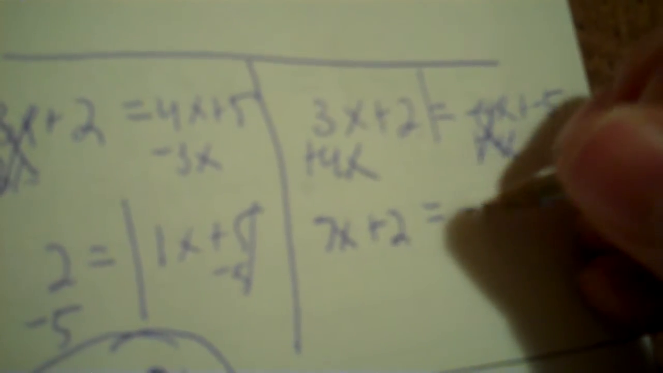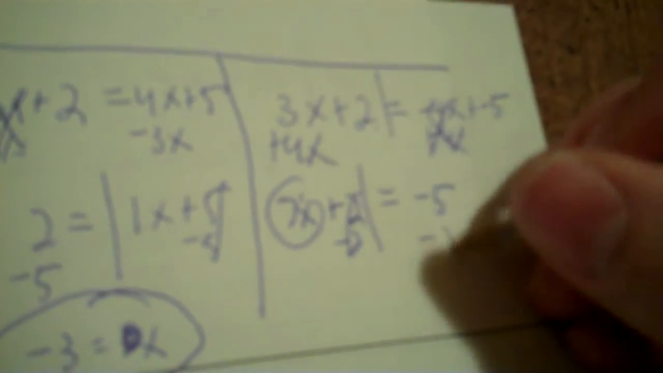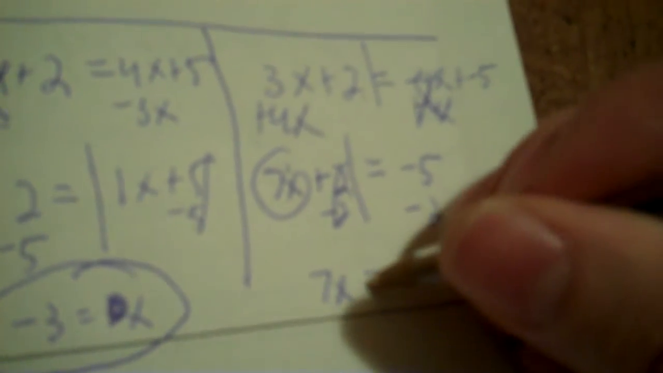Now you solve it. Take out your 3x. So 2 equals 1x plus 5. Minus 5, minus 5. So negative 3 equals 1x. You can just get rid of the 1. So negative 3. Now take out your negative 4x, plus 4x, plus 4x. So 7x plus 2 equals negative 5. So take out your plus 2 with a minus 2. That's negative 7. Then divide by 7, you get negative 1.